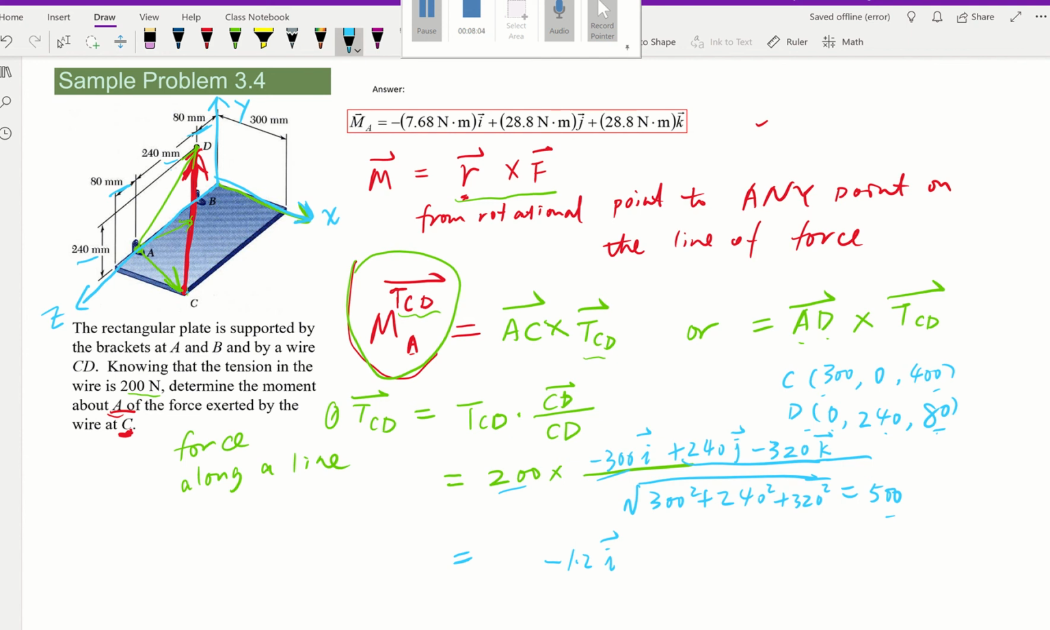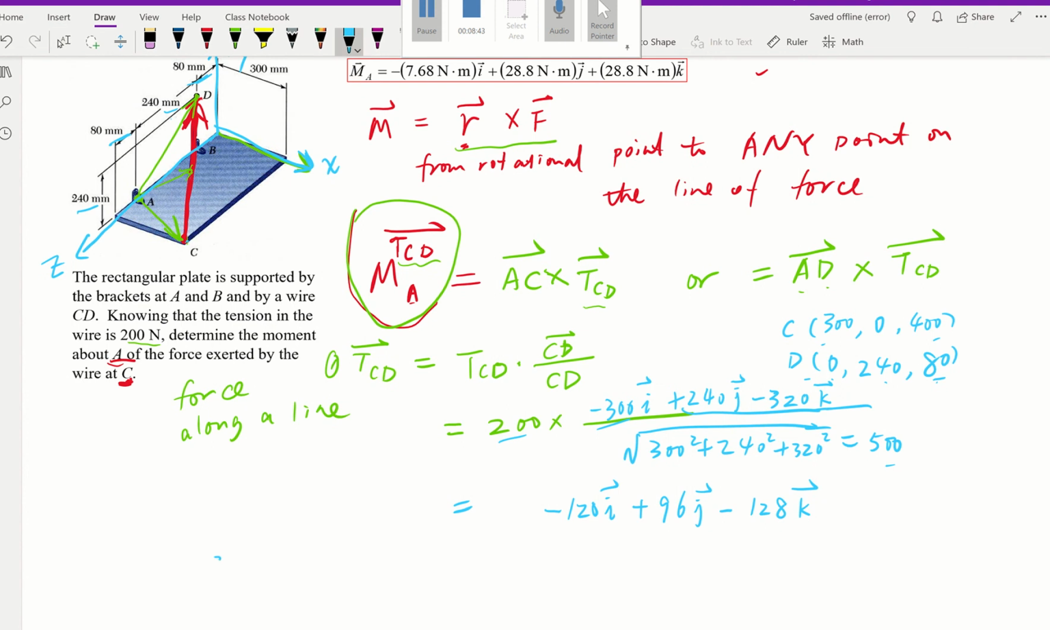Then, oh, this one is not 1.2. This one is going to be 120, right? Yeah, 120. Then the second term for the J, what I have is 96J. Now let's look at K term. K term will have 200 times 320, then divided by 500. And it's a negative value, so it's negative 128K. Alright, so that's what I have for TCD, this force along a line.